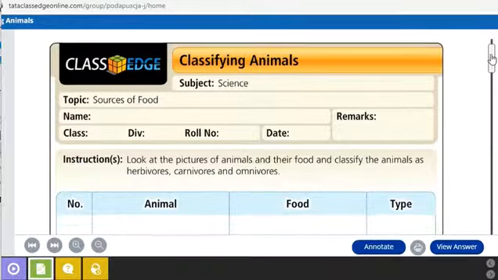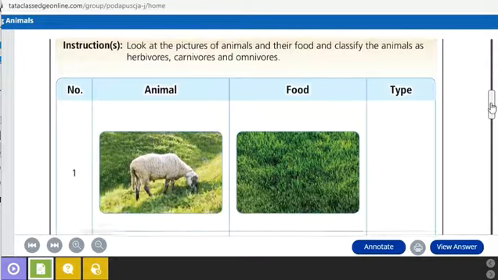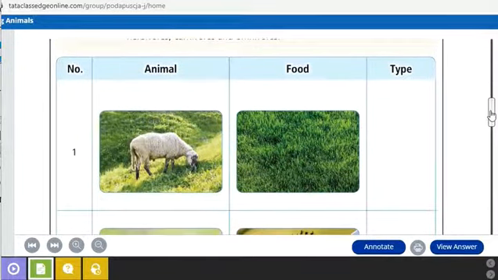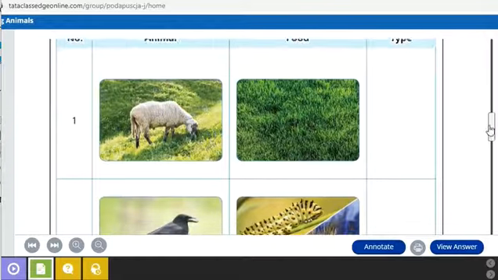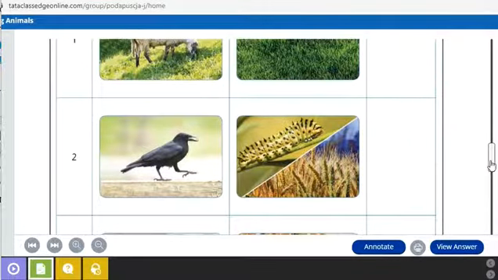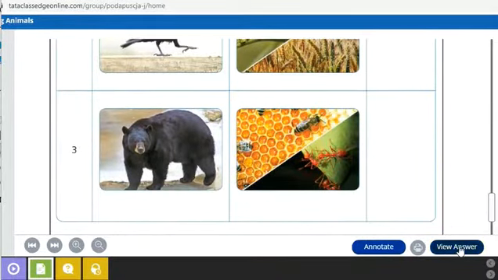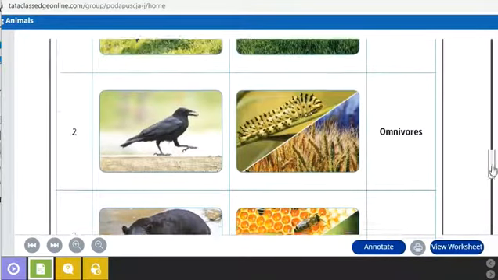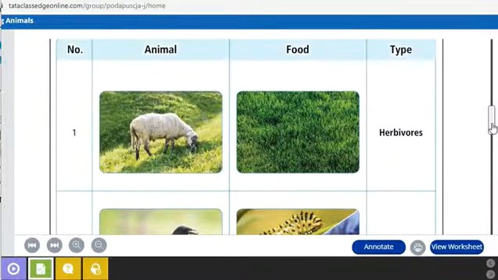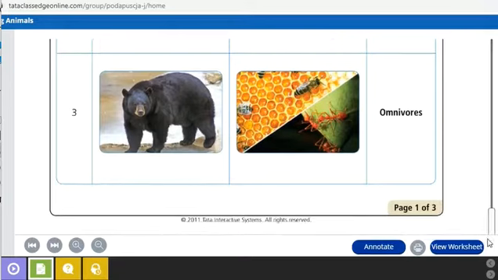Next, one more worksheet we are going to discuss is the classification of animals. So you have to look at the picture. Here animals are given and we have to categorize them as herbivores, carnivores or omnivores. Here sheep is there, it eats grass. Then you can see crow, it eats grains and also some worms. And next you can see bear, it eats plants as well as insects. So let's check the answers. Sheep is a herbivore as it eats grass. Crow and bear both are omnivores as they take both plants as well as animals.